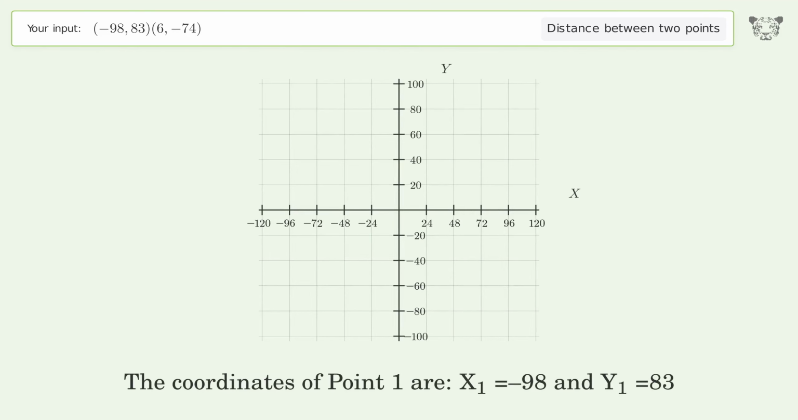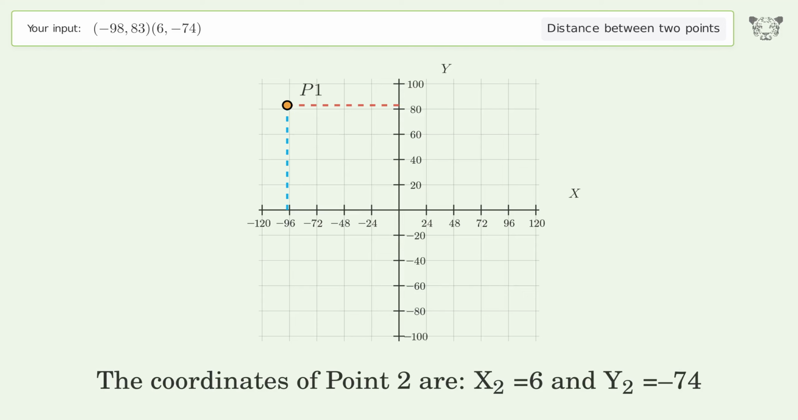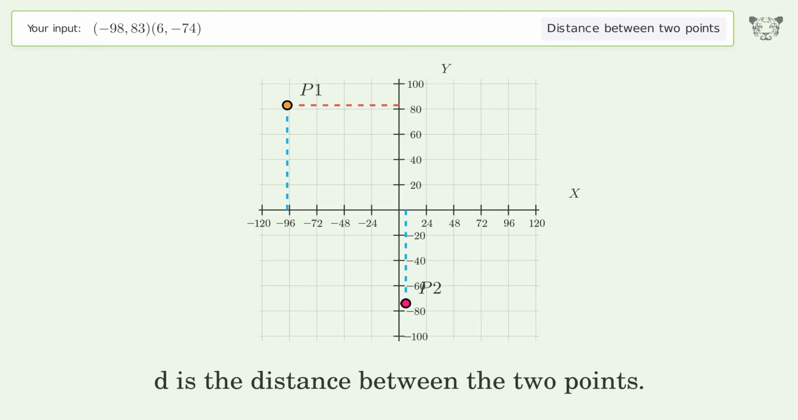The coordinates of point 1 are x1 equals -98 and y1 equals 83. The coordinates of point 2 are x2 equals 6 and y2 equals -74. D is the distance between the 2 points.